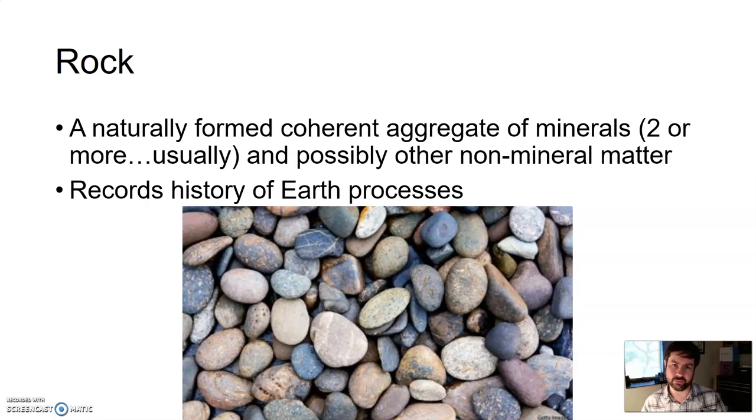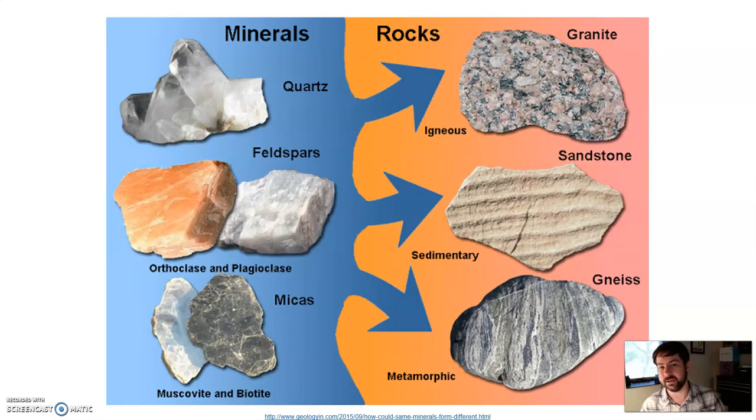So how do minerals play into rocks? Rocks are a combination of two or more minerals. For instance, if you take the mineral quartz, types of minerals called feldspars, orthoclase and plagioclase, and then flat micas like muscovite and biotite, when you combine those together, you get a type of igneous rock called granite.